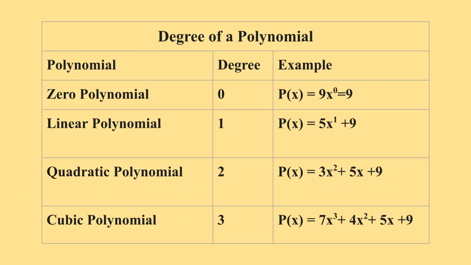Polynomials are also classified by their degree: zero, linear, quadratic, and cubic polynomials, corresponding to degrees 0, 1, 2, and 3, respectively. Now we take some examples. First of all, if the degree of the polynomial is 0, it is called a zero polynomial. If the degree of the polynomial is 1, it is a linear polynomial. If the highest degree is 2, it is a quadratic polynomial. If the highest degree is 3, it is a cubic polynomial.